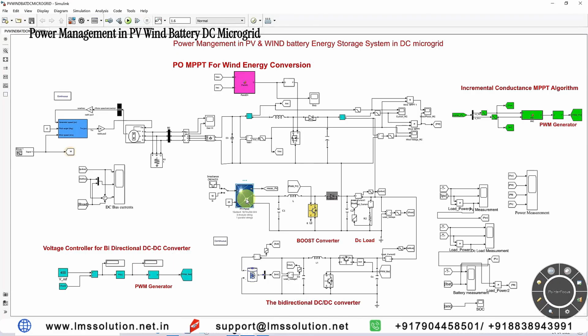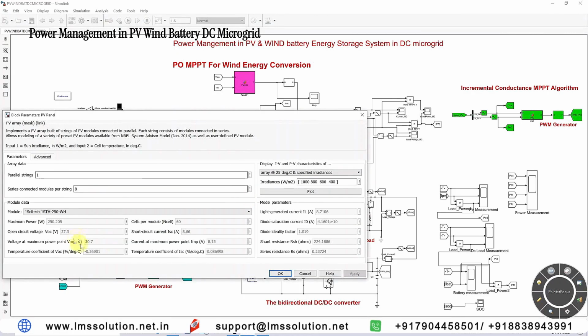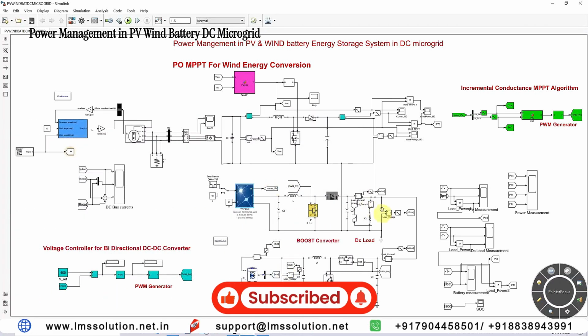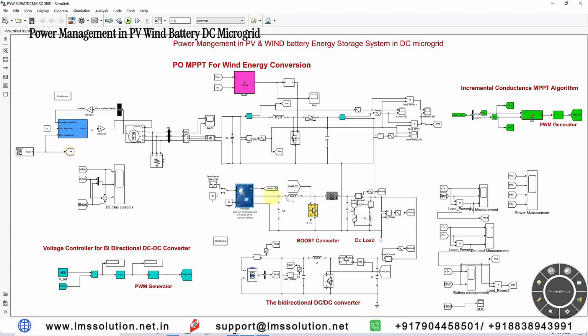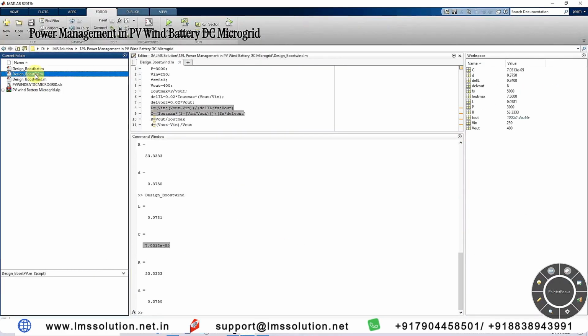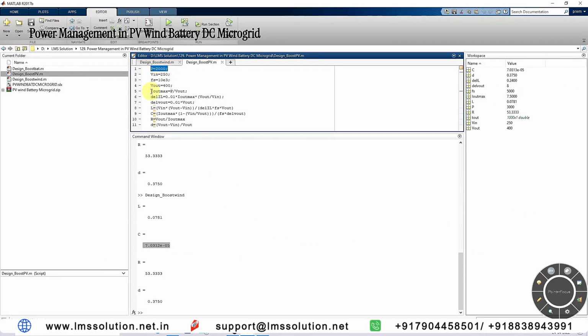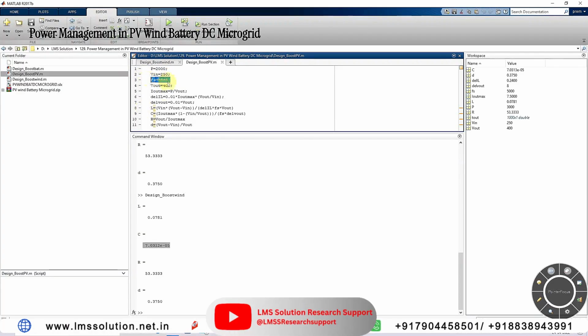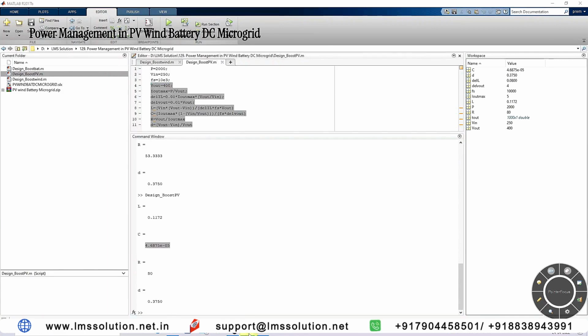And here we are using a 2000 watts PV panel. Here the input voltage is around 250, or 245 point something, and at the output end we need 400 volt. Based upon this power rating and the output voltage, we need to design the L and C value. This is also a boost converter. For the design, we are using this equation, based upon the solar PV power, the input voltage of the solar, that means the terminal voltage, the switching frequency, and the output voltage requirements. Here we are designing the value of L and C. This is the value of L and C for that PV boost converter.